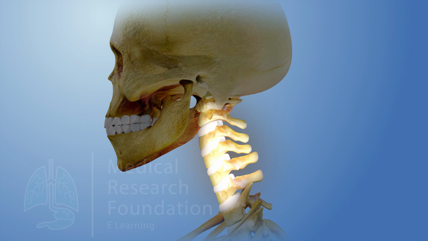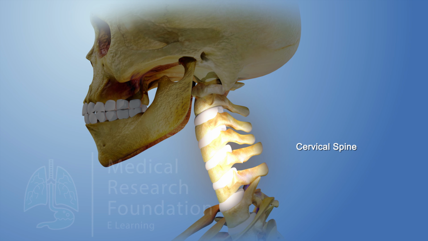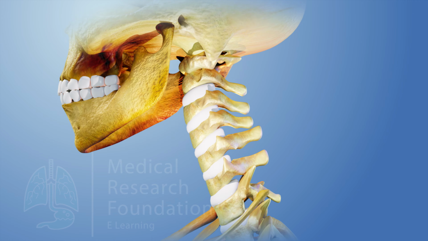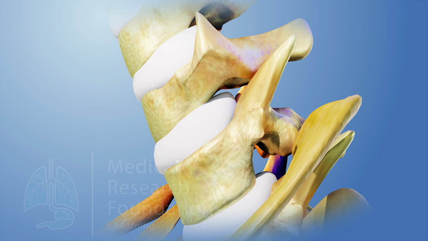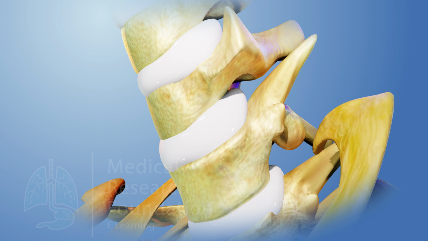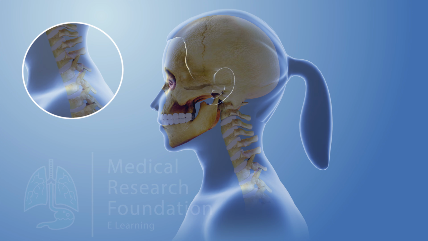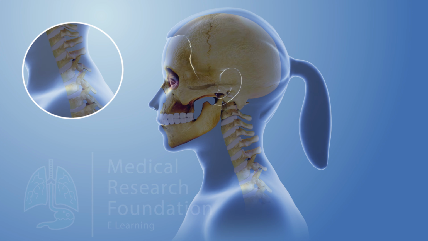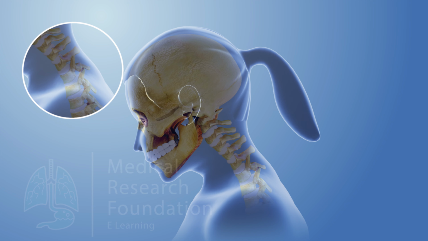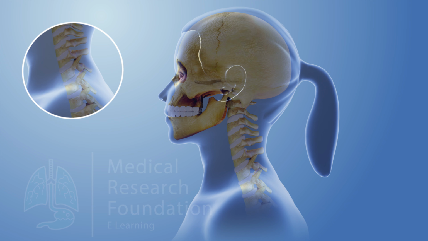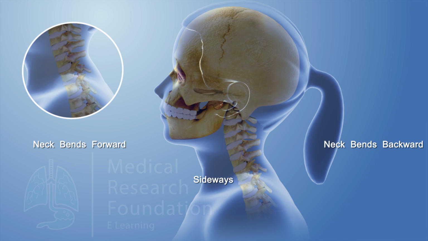Between your skull and your rib cage are 7 vertebrae that make up your cervical spine. Flexible pads, known as intervertebral discs, provide a cushion between your vertebrae for the range of movements your head and neck make every day. The cervical spine supports the weight of your head, allows your head to rotate and tilt, and helps you bend your neck. Cervical disc pressure increases when your neck bends forward, backward, and sideways.